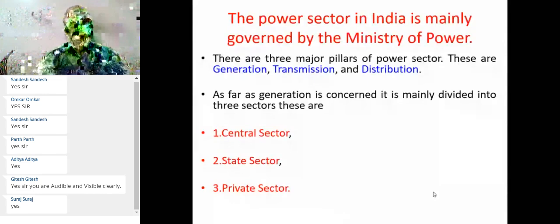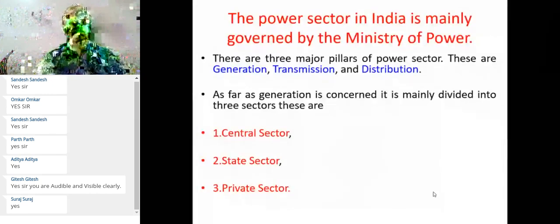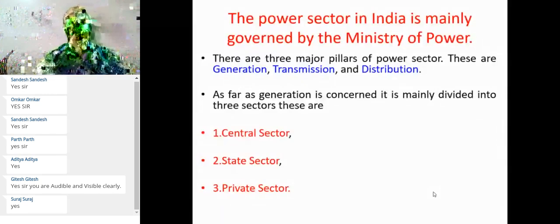We will be looking at the role of the companies at the central level, the role of the company or board at the state level, and the role of the private sector in the coming slides. Maybe after the discussion on the central sector, we can put a full stop as far as today's session is concerned. And in the coming session, maybe we will take this discussion to the next level from the state sector onwards. Okay.